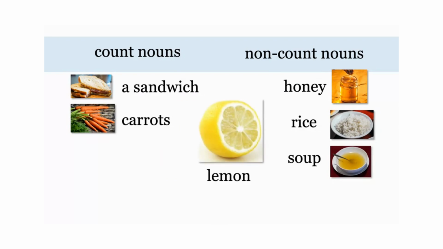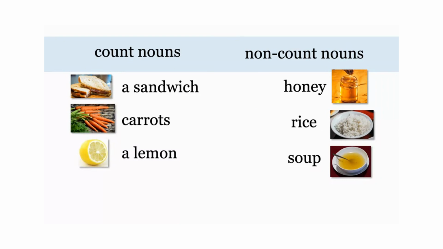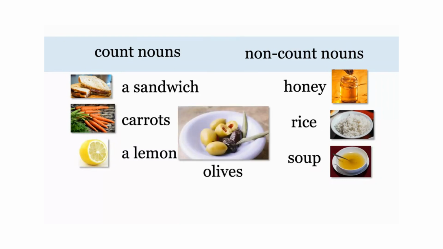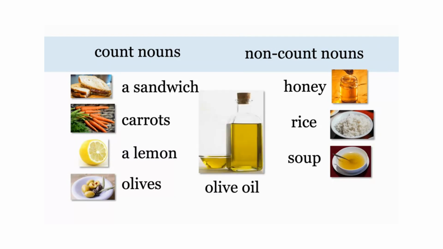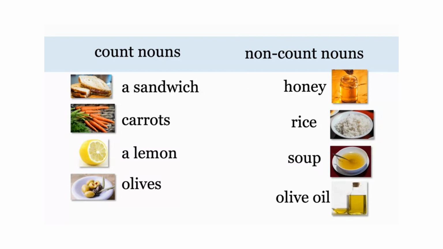Lemon. Lemon is count. Olives. I can count these olives. That's a count noun. And olive oil is non-count. Notice a sandwich, carrots, a lemon, olives. All of the count nouns have an article or an S to show singular and plural, but none of the non-count nouns do.